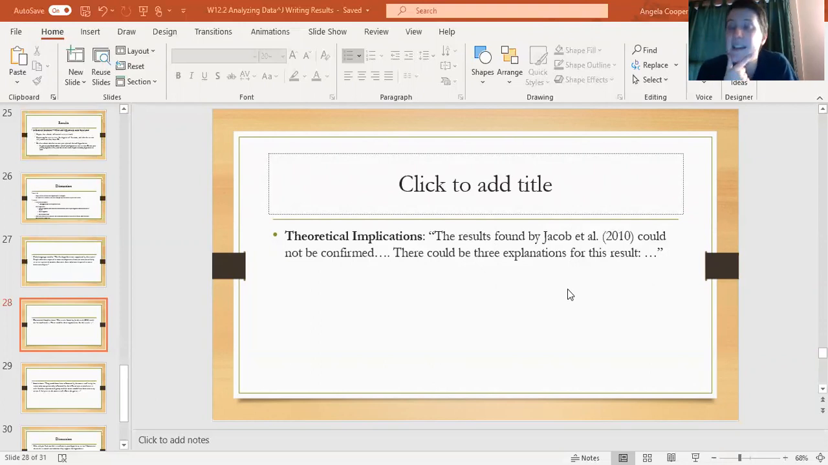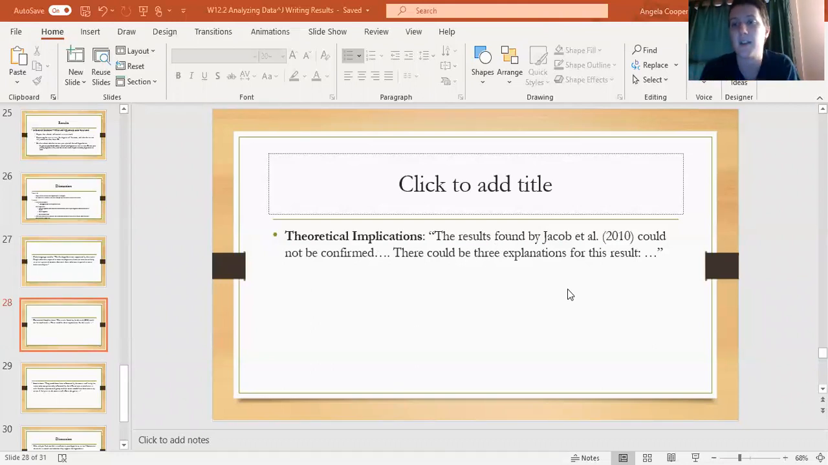What I suggest is to read the discussion sections. If you're having trouble with this part, kind of linking it to the theoretical applications, read the discussion sections for some of your articles. Maybe some of the articles you're thinking, yeah, we modeled our project after this article, but we didn't find the same results. I don't really know what to write.